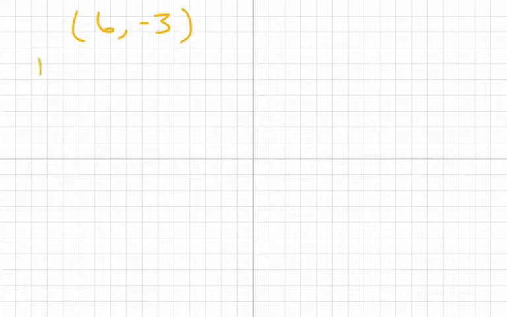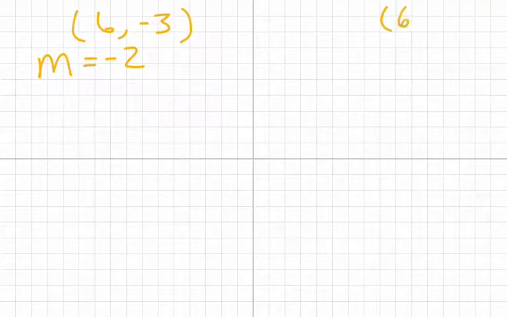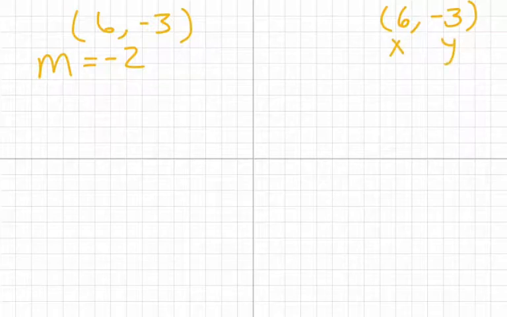So let's have an example here. Let's use a yellow pen. So we're going to write the equation of a line that passes through the point (6, -3) and has a slope of -2. All right, so here's the method. We know that the slope is -2, and we know that in this point, (6, -3), I have an x value and a y value.